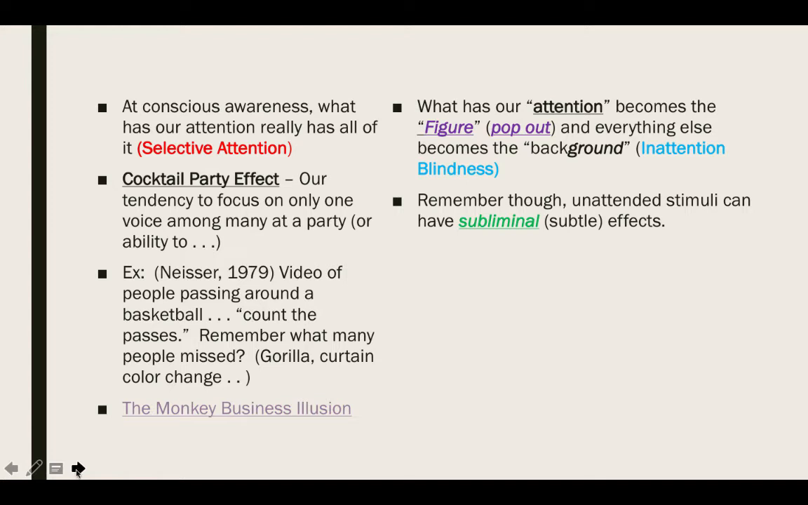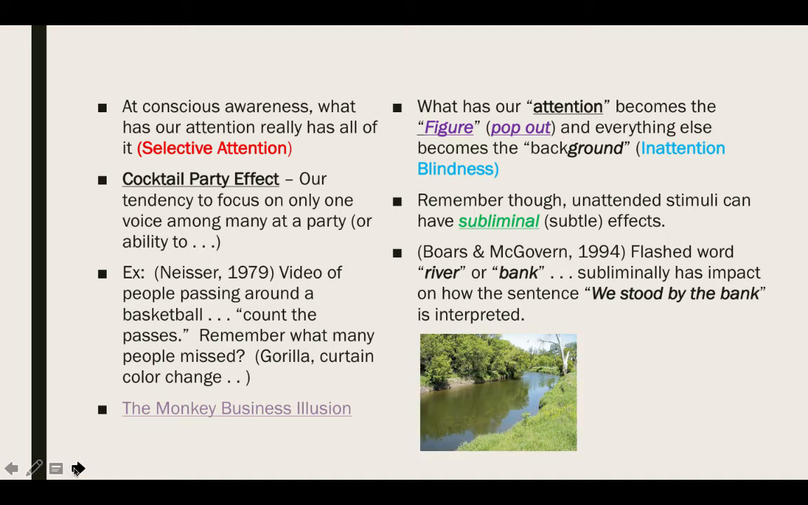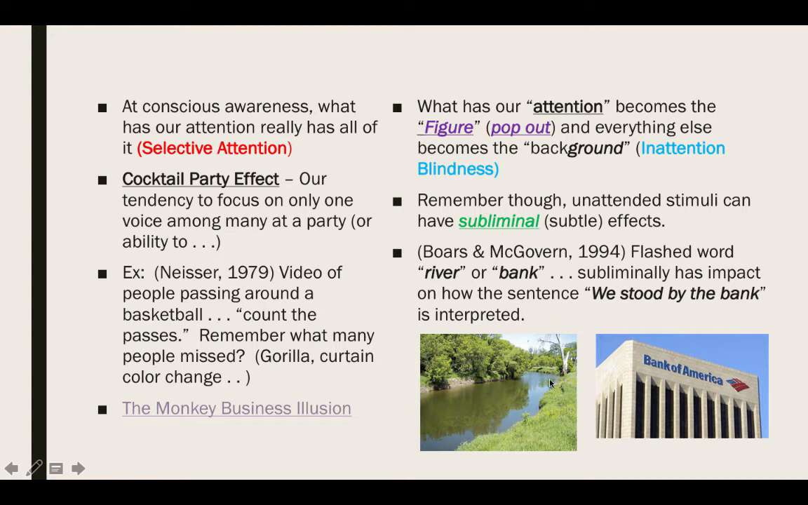And remember from our previous information in our sensation basics video and talking about it in class, that unattended stimuli can have subtle effects, and those effects are called subliminal effects. An example would be if we subliminally flash the word river or bank on a screen and then ask somebody to write a sentence about the statement, "We stood by the bank." How would that be interpreted? Depending on what word you saw ahead of time, subliminally, you may draw a picture of a slow meandering river or somebody standing in front of a bank at an ATM machine, for example. So inattentional blindness does occur, but those unnoticed stimuli might have a subtle fleeting effect on our perception.